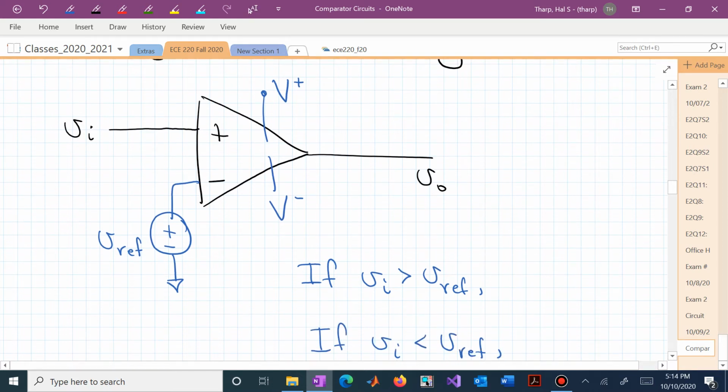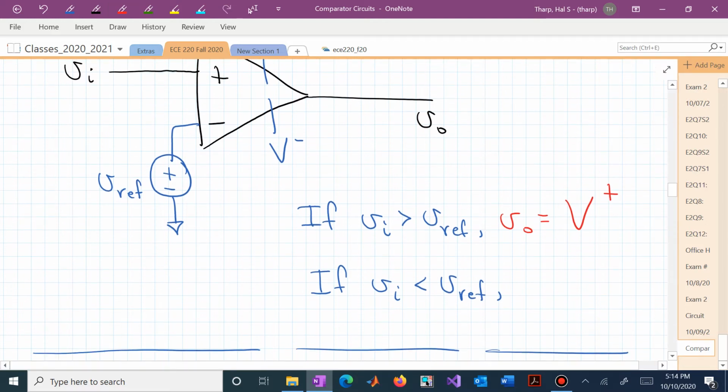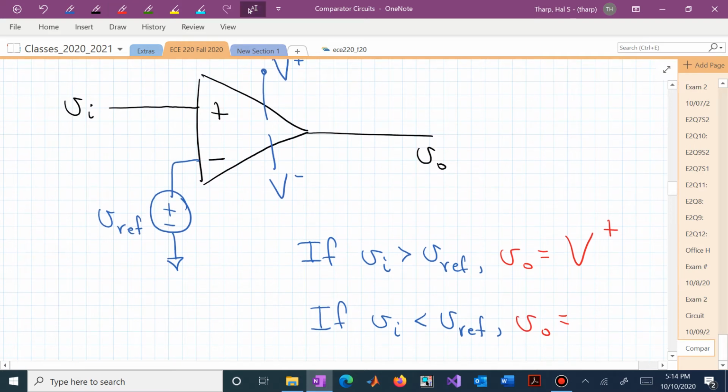Now, in this scenario, if V sub I is bigger than Vref, then that difference, Vp minus Vn, is going to be positive, and that then leads to our output voltage V sub O saturating at V plus. There's nothing to hold it down, so now our output goes to V plus. If the input voltage applied to the non-inverting pin of our op amp goes less than Vref, then the output will be the negative supply rail, which is V minus.